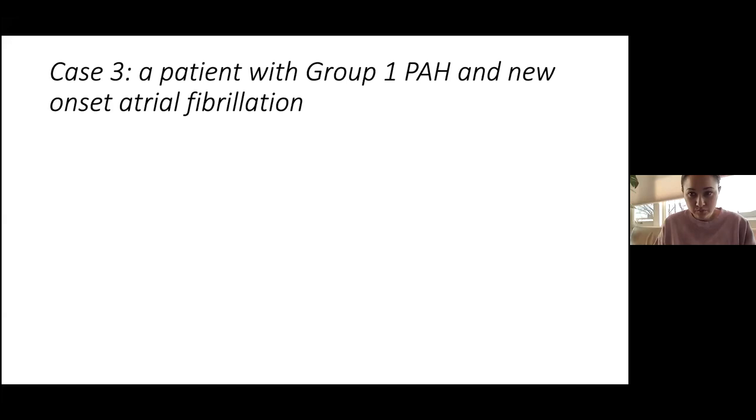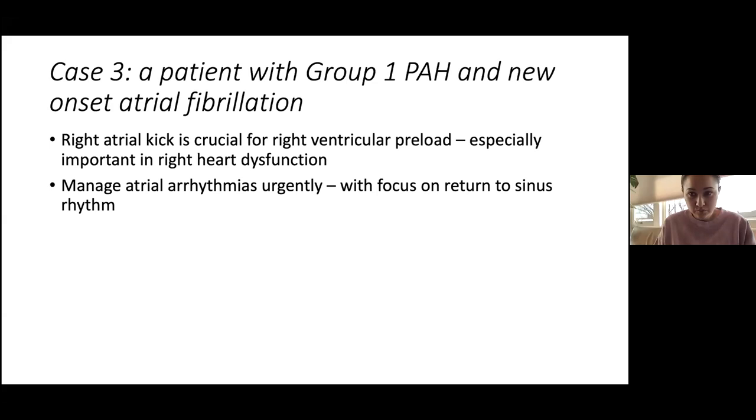And I talked about before, the right atrial kick is crucial for right ventricular preload, and right ventricular preload is especially important in right heart dysfunction. And so we have to manage these atrial arrhythmias urgently. And our focus is not on rate control, rather it's on rhythm control with a focus on return to sinus rhythm.